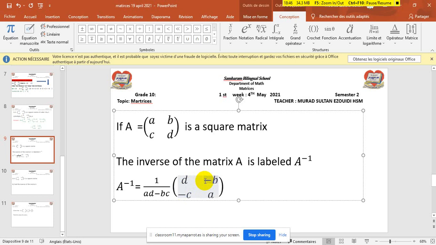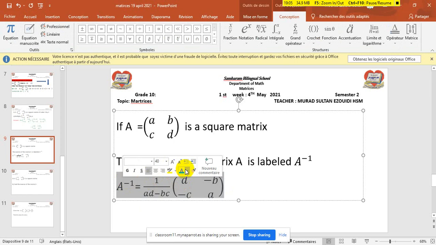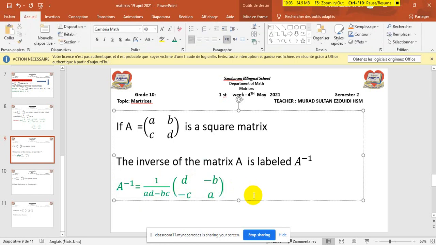So this is, my daughters, how you can find the inverse of a matrix A or a matrix B. Clear? Just calculation. Okay, I will color this. This is the inverse. How can you find the inverse of a matrix? In the first step you should calculate the determinant of a matrix.